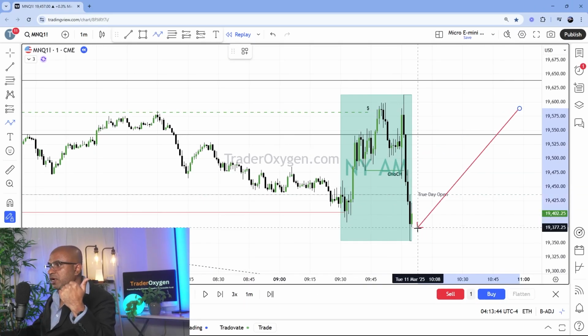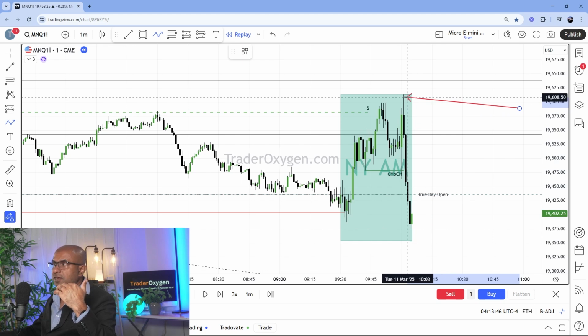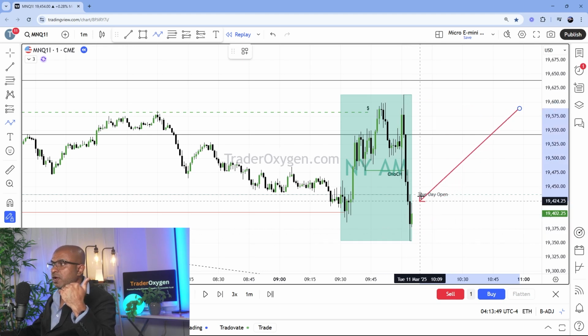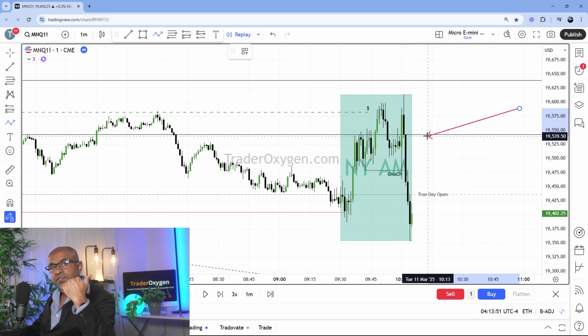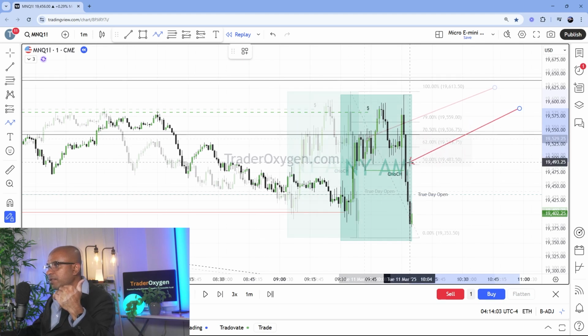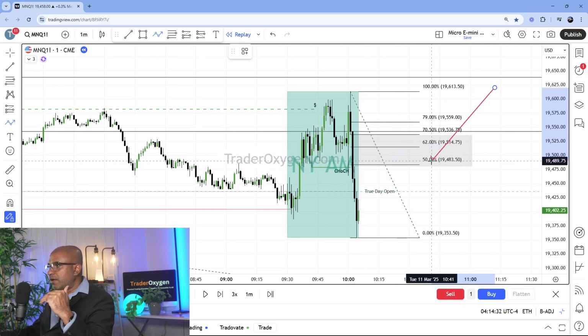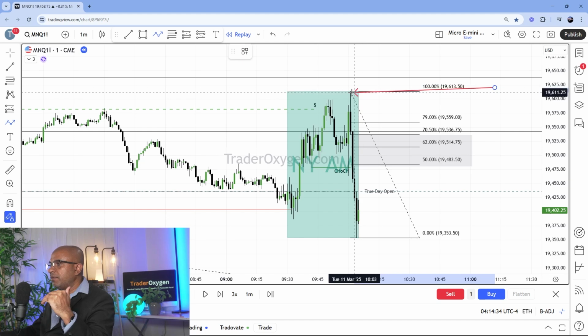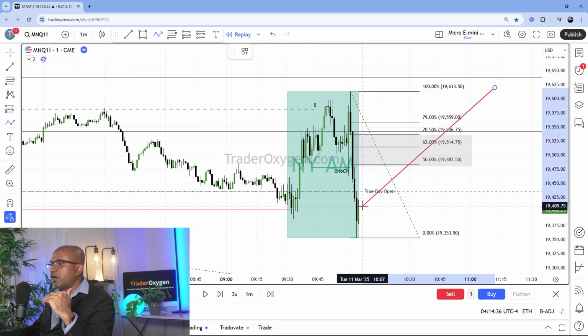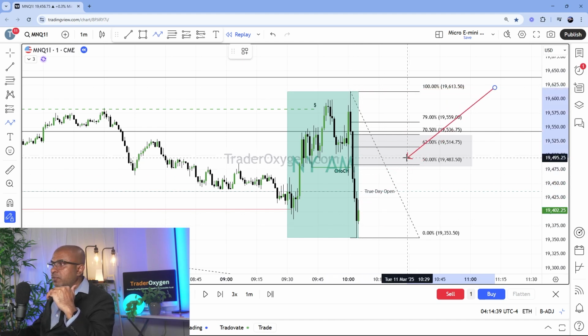So what we are doing now is we'll draw a fib OTE, a fib from this swing high to this swing low and see if the price comes to the fib 62% retracement level for us to take an optimal trade entry. Also you can see during this displacement, the price has created a 1-minute fair value gap over here. So this is the 1-minute fair value gap and the OTE fib being drawn from this swing high to this swing low, and now we are looking for a possible OTE entry in the fib 62% area.